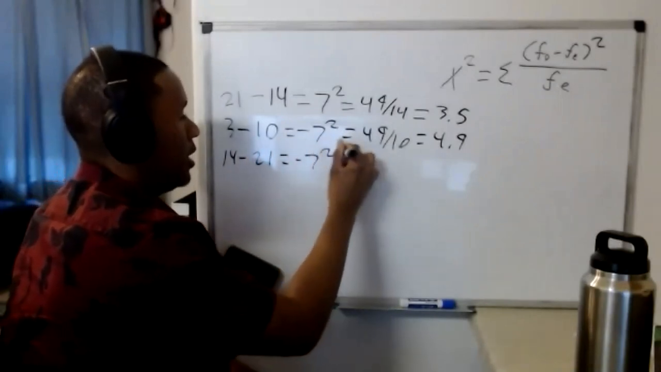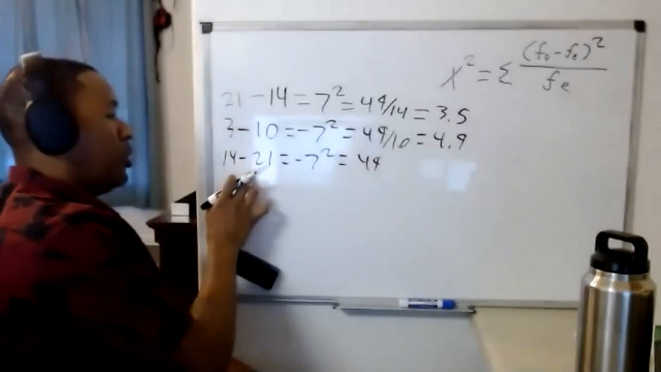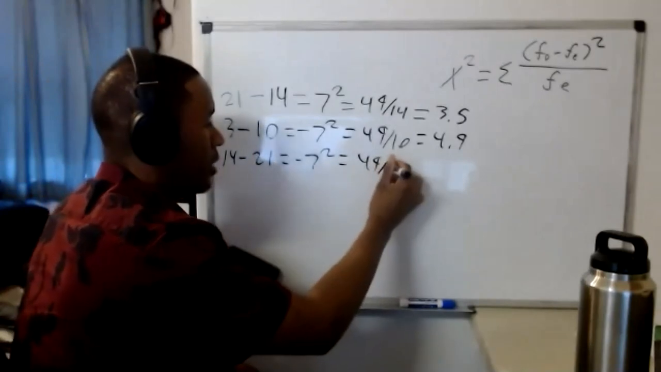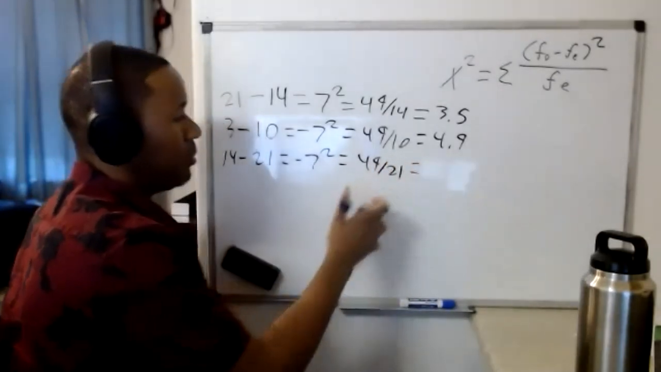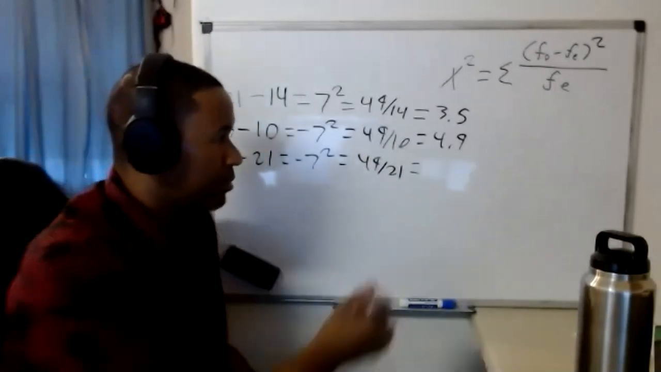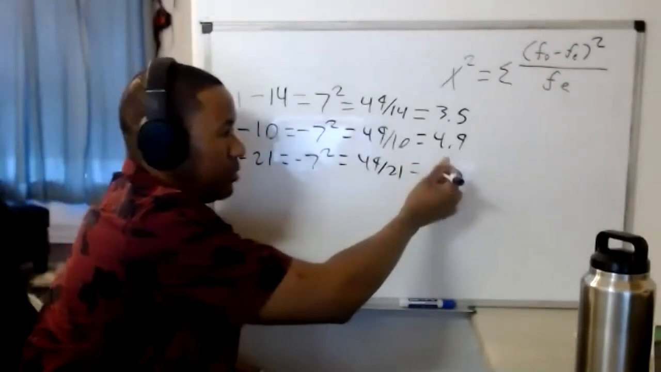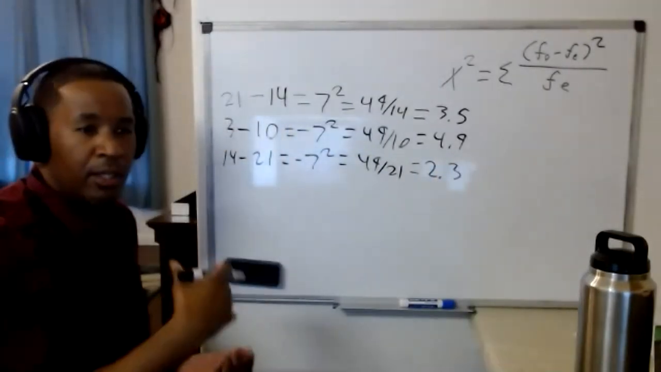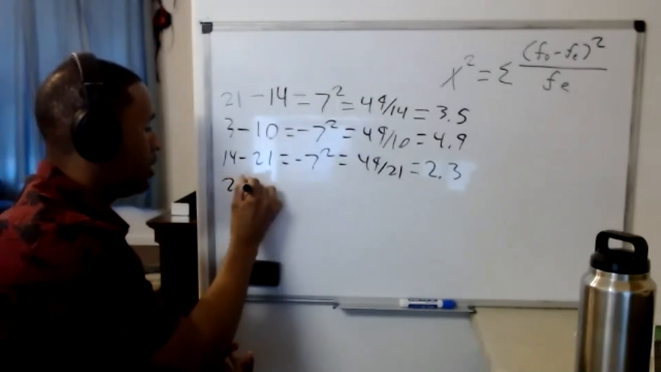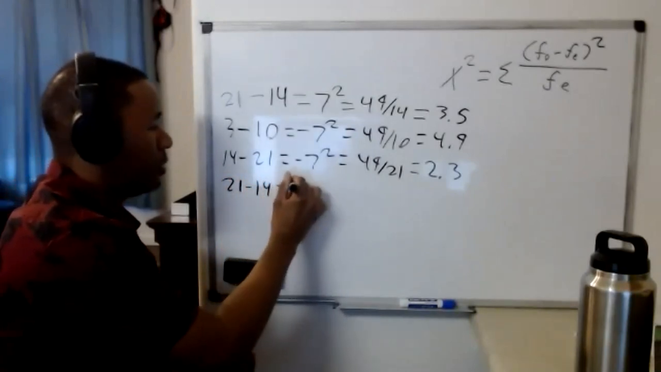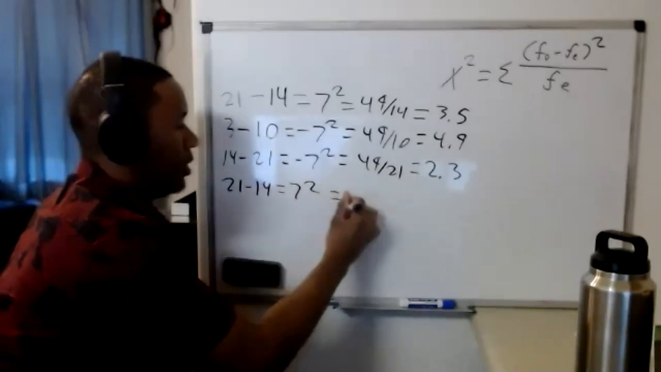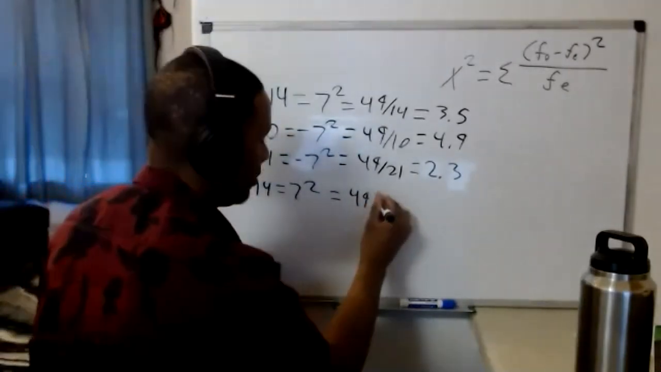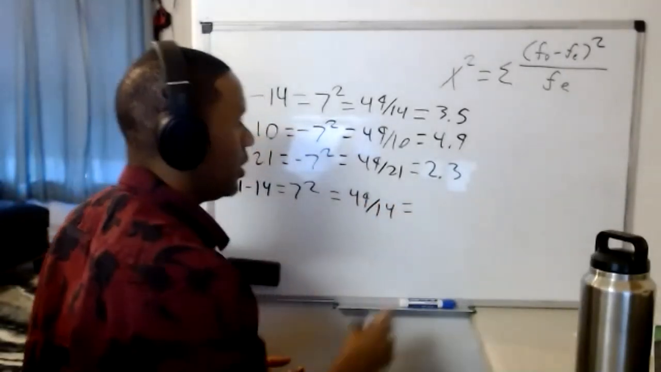Next one, observed 14 minus the expected of 21. You would get -7, we square it up, we get 49. You would divide by the expected, not the observed, so we're dividing by 21. And when you divide 49 by 21, you get what? 2.3. Good, 2.3. And then the last cell, the observed is 21. Subtract it by 14, we get 7, we square that up, we get 49. We take the expected of 14, and we get 3.5.